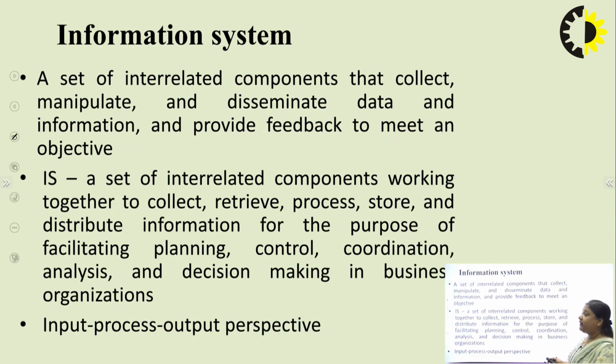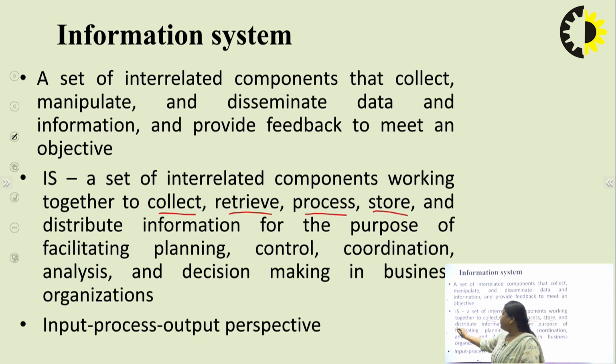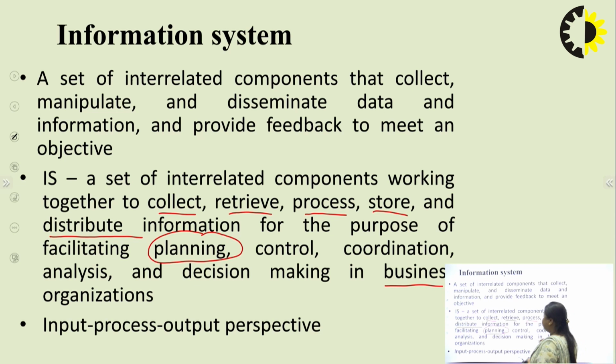So how can we define information system? We can define it as a set of interrelated components that collect, manipulate and disseminate data and information and provide feedback to meet an objective. We can also define information system as a set of interrelated components working together to collect, retrieve, process, store and distribute information for the purpose of facilitating planning. So we use information system to facilitate organizations.